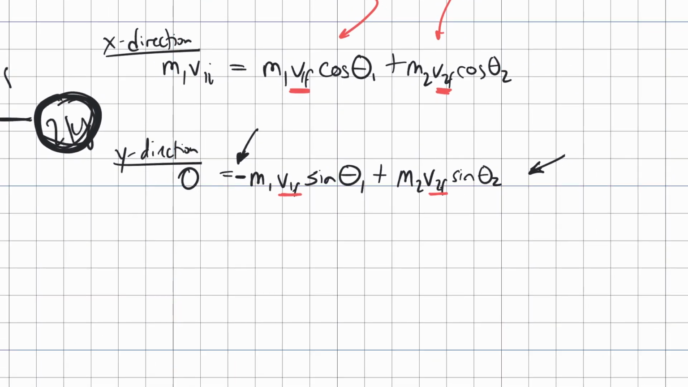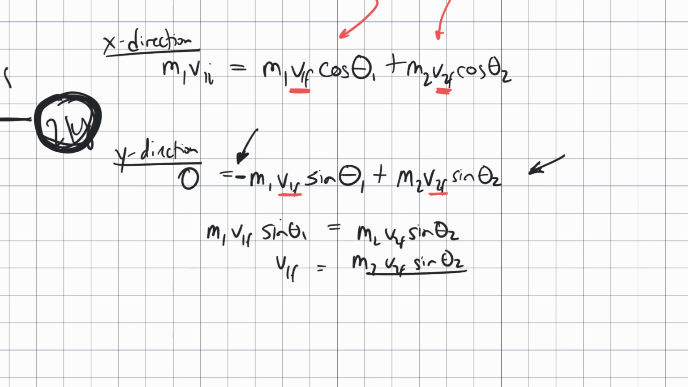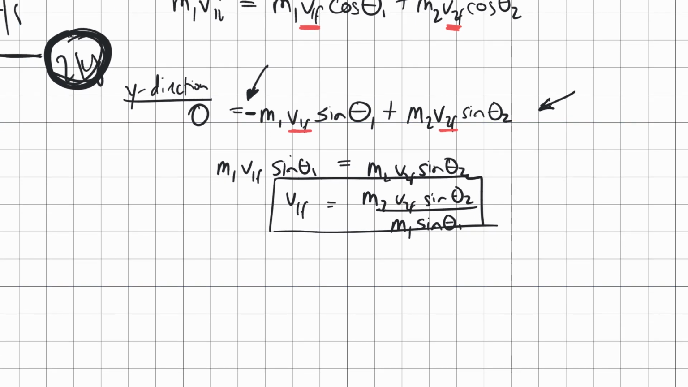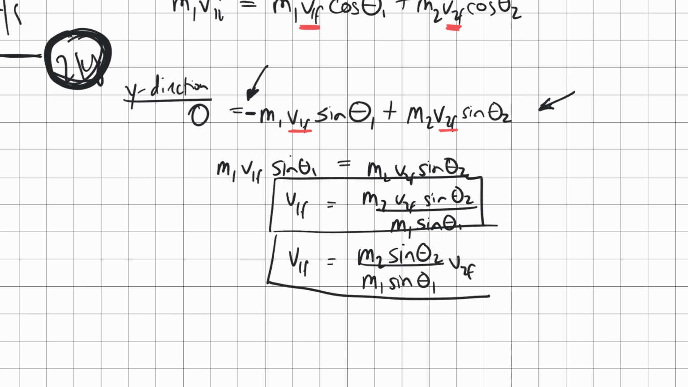Okay, so let's go ahead and rearrange this. m1 v1f sine theta 1 equals m2 v2f sine theta 2. And I'll go ahead and do v1f equals m2 v2f sine theta 2 divided by m1 sine theta 1. Yeah, that's fine. I think I'm going to arrange it slightly differently, though. v1f equals m2 over m1 times sine theta 2 over sine theta 1 times v2f. I think that's just going to make things work out a little bit cleaner.